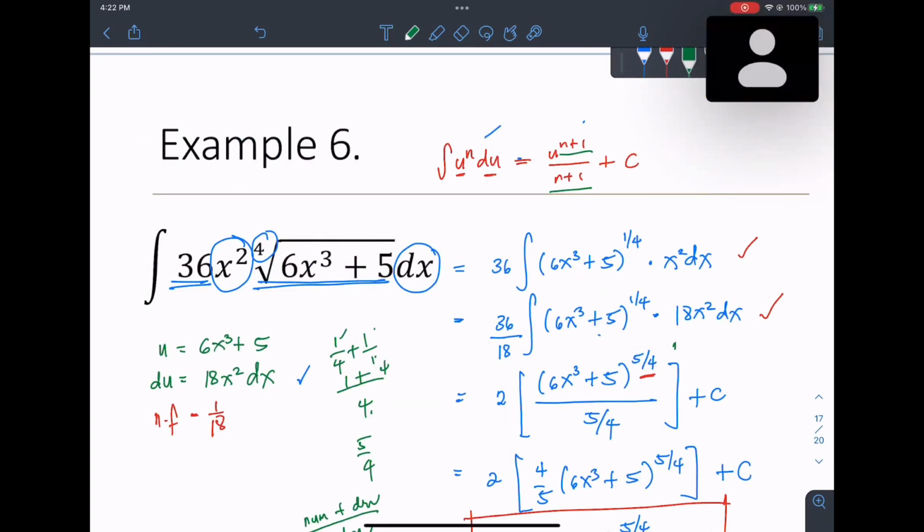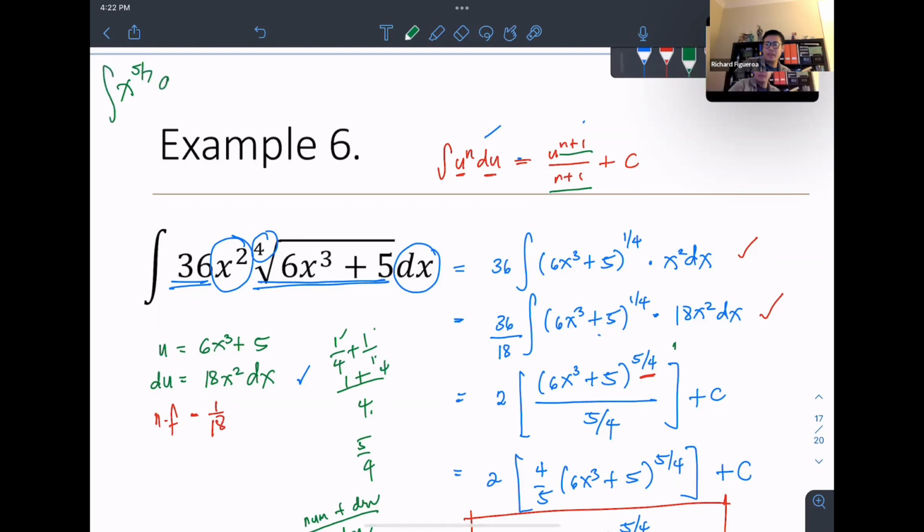Sir, ganun po lagi gagawin namin kapag po may ganyan. Basta fraction siya, lagi siyang ganun. You always just add the numerator plus the denominator, and then yung sa baba. For example, kung ano siya, x raised to 5 over 7. So, ang integral niyan will be x raised to 5 plus 7, 12 over 7, over 12 over 7 plus c. Basta fraction. Okay? Nag-integrate ka ng power.